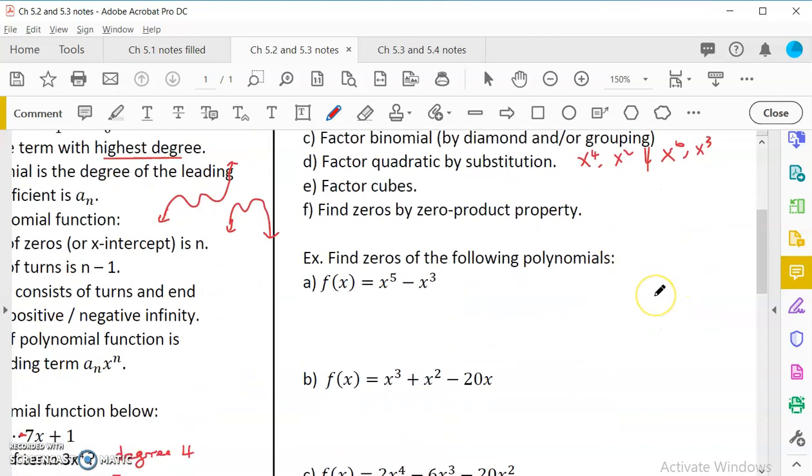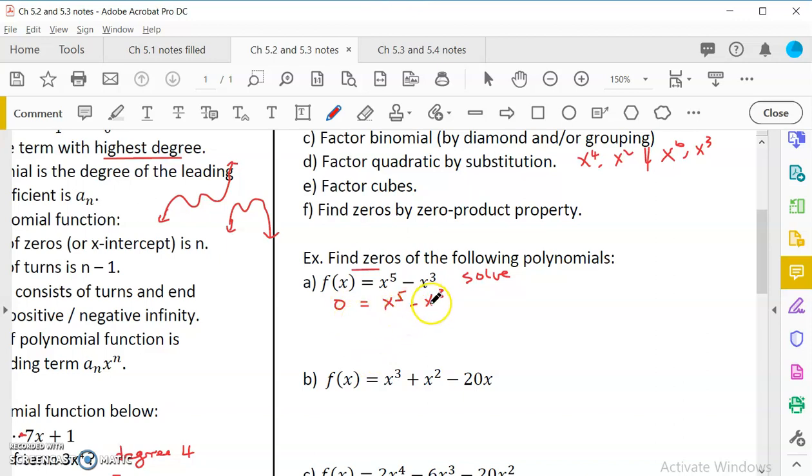Okay. So first of all, let's look at zeros of the following polynomials. I have a lot of examples here. The first is a very simple one, two terms, and they can be factored by GCF. Find zeros means y equal to 0. So 0 equals x to the 5 minus x cubed, and we want to solve for x.